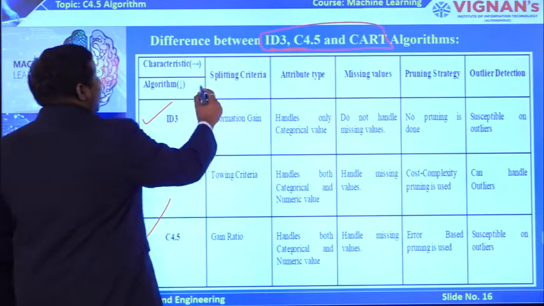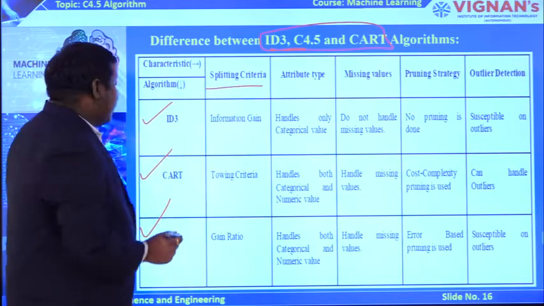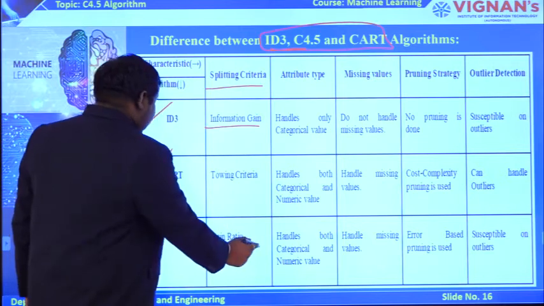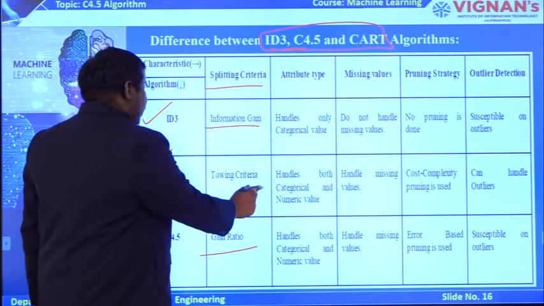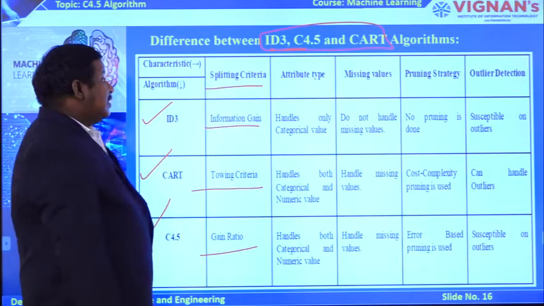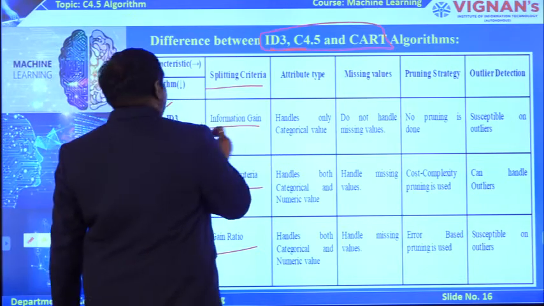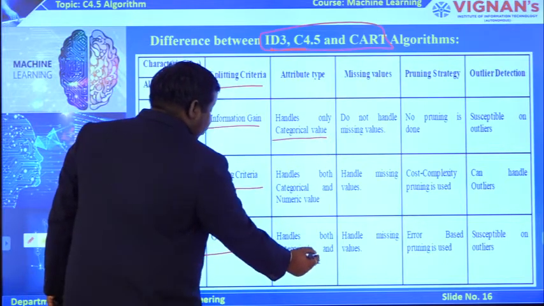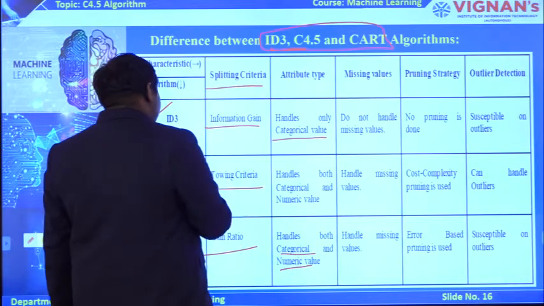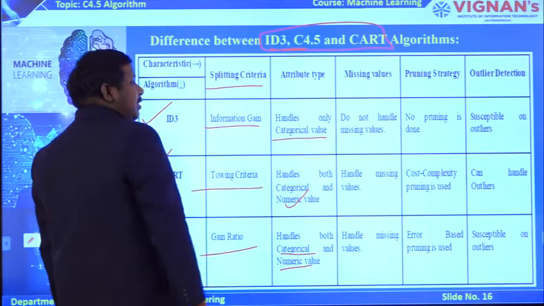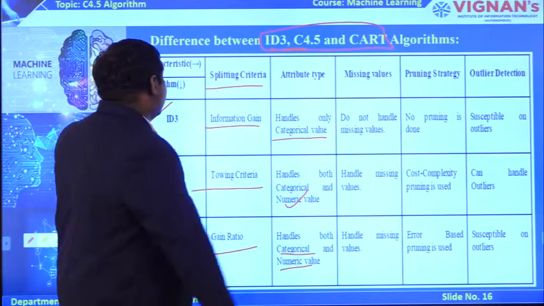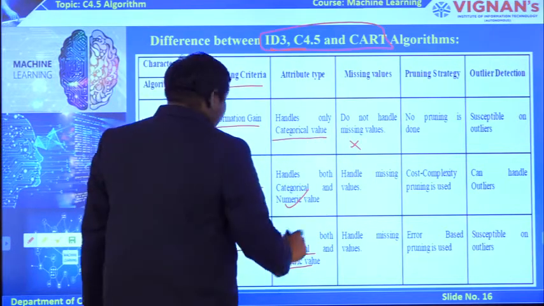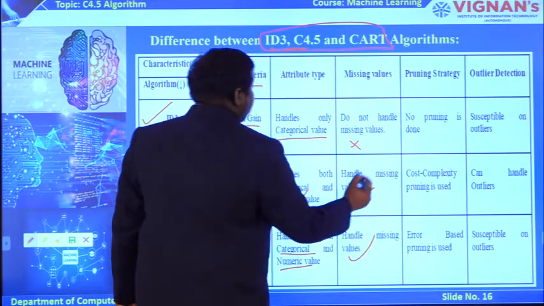If you take splitting criteria, that is, how the data is split: in ID3 we are using the information gain, whereas in C4.5 we are using the gain ratio, whereas in CART we are using the twoing criteria. Similarly, for attribute type, ID3 can handle only categorical values, whereas C4.5 can handle both categorical and numerical values. Similarly, CART also uses both categorical and numerical values. As for missing values, ID3 cannot handle missing values, whereas CART and C4.5 can handle them.